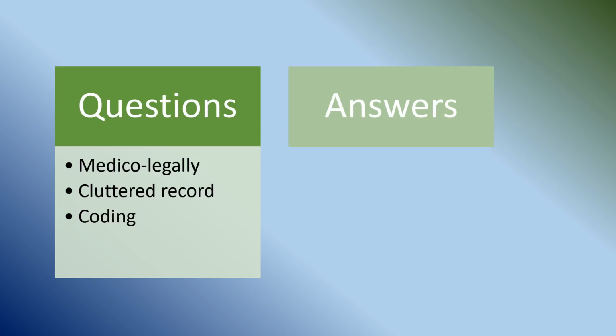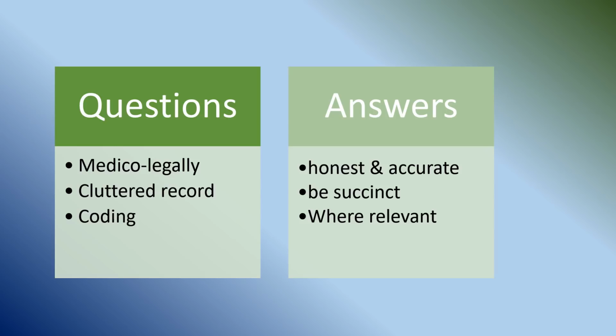So the answers that I have are, firstly, you need to be honest and accurate about what you write. That's just a probity matter, and writing quickly or slowly is irrelevant. The important thing is to be honest. Regarding the cluttered record, obviously this comes down to having very succinct shortcuts and using your judgment about what is an appropriate balance of detail. And thirdly, coding. Obviously you need to code where things are relevant, but the majority of what we write does not need to be coded. So those are the answers in my view about those 3 issues.